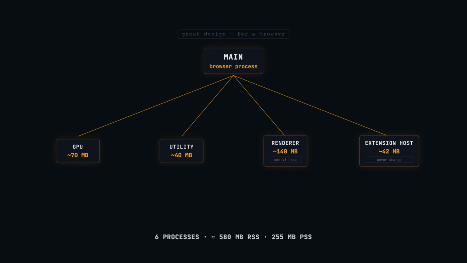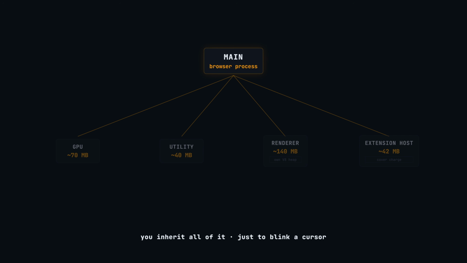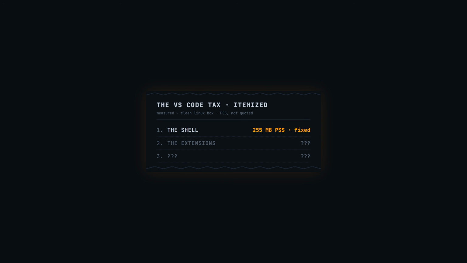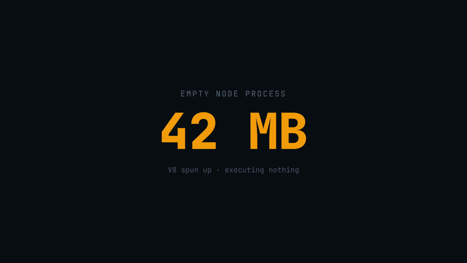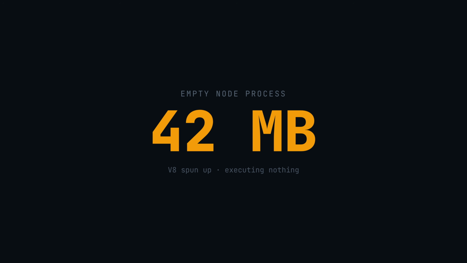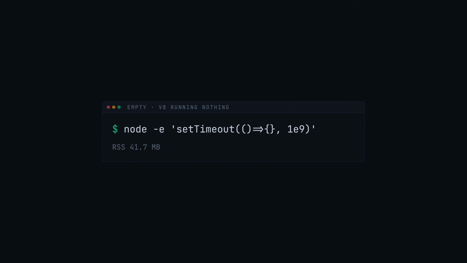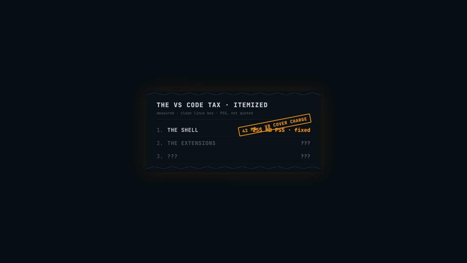That's a great design for a browser. Crash one tab, the rest survive. But you inherit all of it just to blink a cursor. My hello world measurement, 6 processes before a single file is open, about 580 megabytes resident, 255 megabytes by the honest shared memory-aware count. And underneath, there's a number I want you to remember, because it reprices everything that follows, 42 megabytes. That's an empty node process on my machine, V8 spun up, executing literally nothing. 42 megabytes is the cover charge. Every JavaScript process in this story pays it before doing any work.